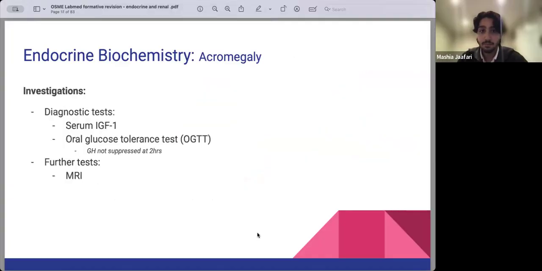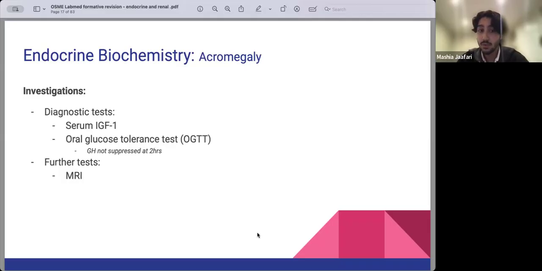Yeah, so in terms of your diagnosis, you want to look at serum IGF-1. So that's what growth hormone releases from the liver. So you get growth hormone releasing hormone from the hypothalamus, leading to the release of growth hormone from the pituitary, and that stimulates the release of IGF-1 from the liver.